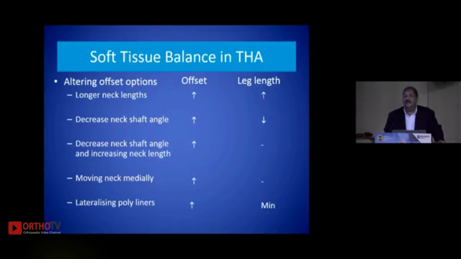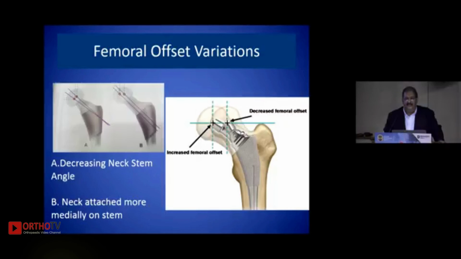So there are options to increase the offset. If you do only a longer neck length, then you're going to increase the offset, yes, but you're going to also make the patient longer in length. So that's not the ideal approach. So there are other aspects like decreasing the neck shaft angle or increasing the neck length with decrease in the neck shaft angle. So variations are possible, and you either use decreasing the neck shaft angle or attach the stem a bit more medially.